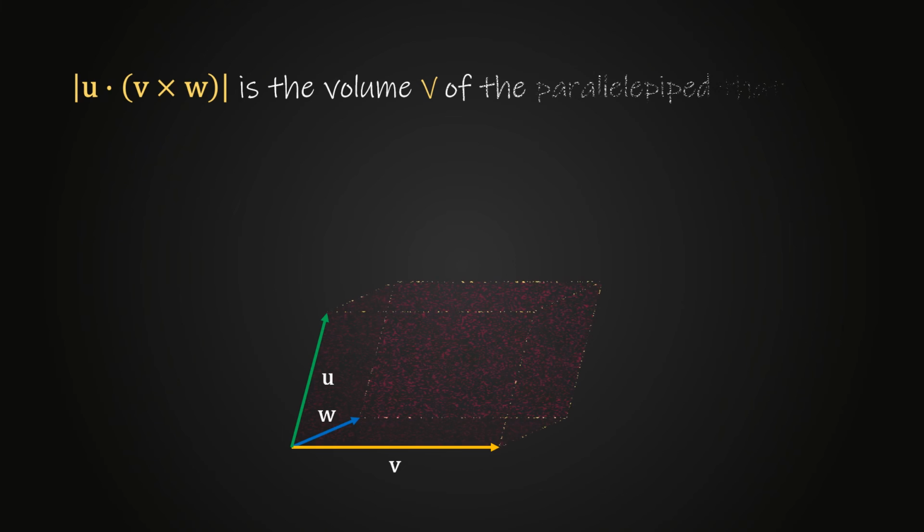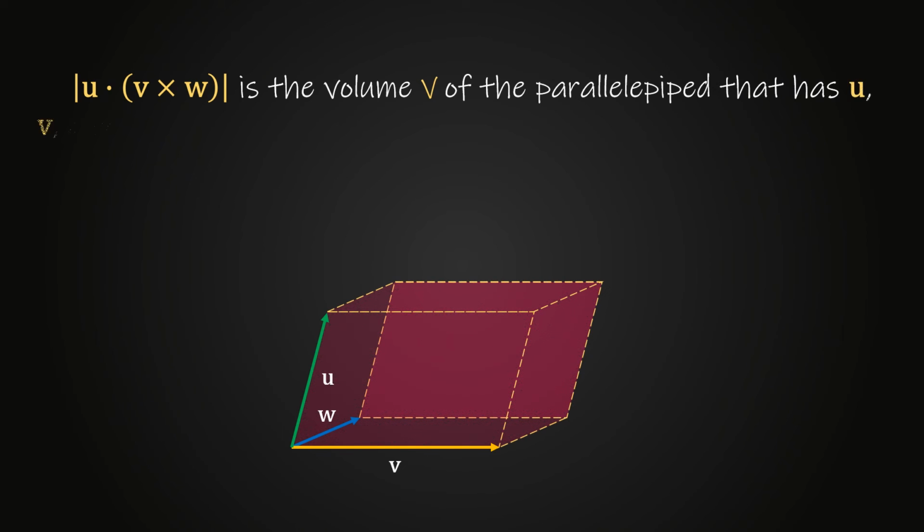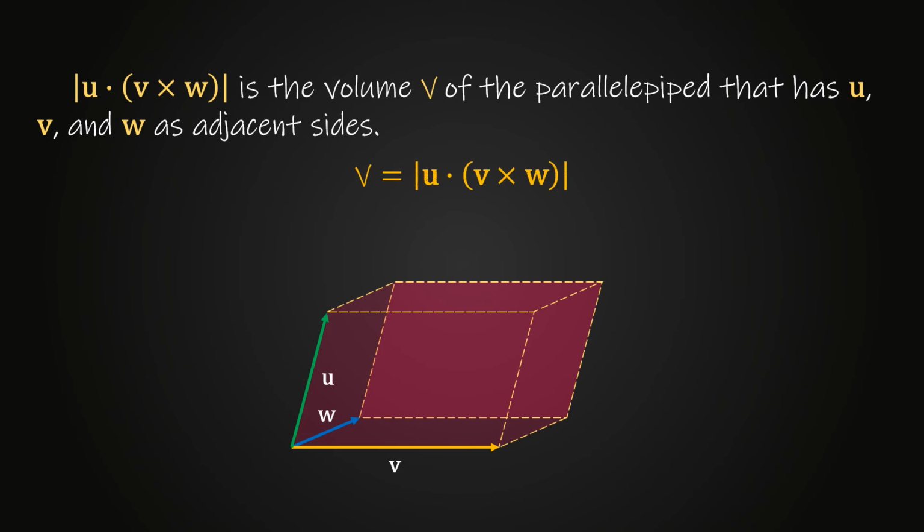Meanwhile, consider three vectors u, v, and w. The absolute value of the scalar triple product is the volume of a parallelepiped that has u, v, and w as adjacent sides. In the illustration below, v and w form the base of the parallelepiped, whose area is the norm of the cross product of v and w.